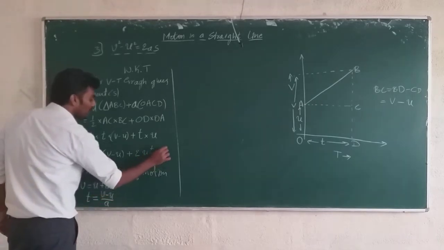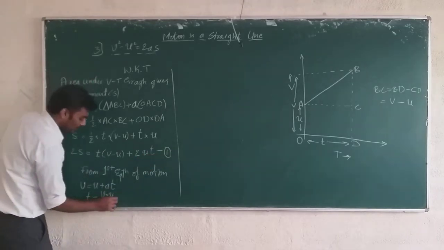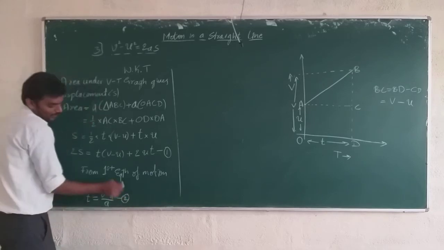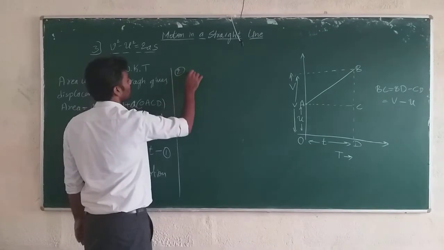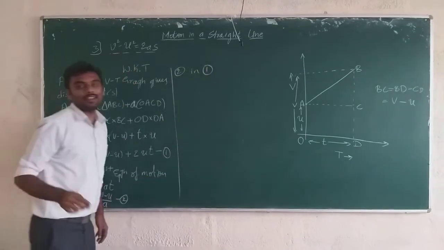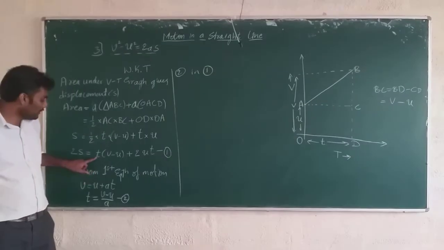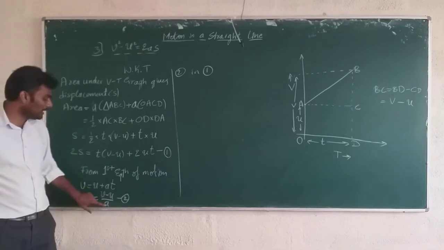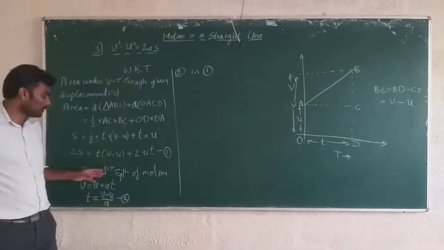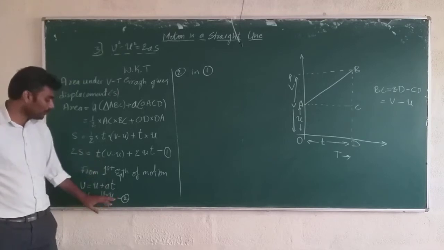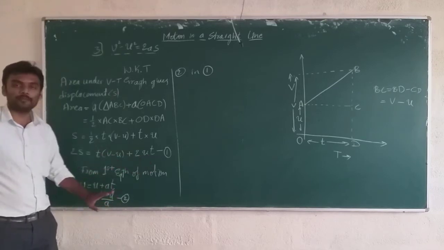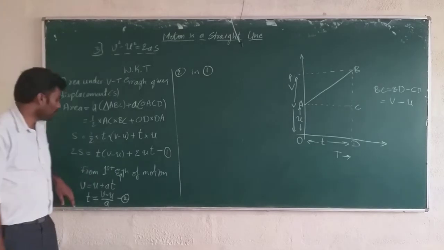So let me name this expression as expression 1 and this equation as equation 2. So substituting equation 2 in 1, which means I am just replacing T by V minus U by A in both the terms. I'll remove T, and instead of T, I'll put V minus U by A. Clear? Okay. Let me do it.